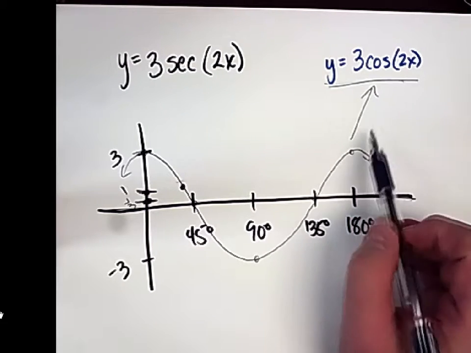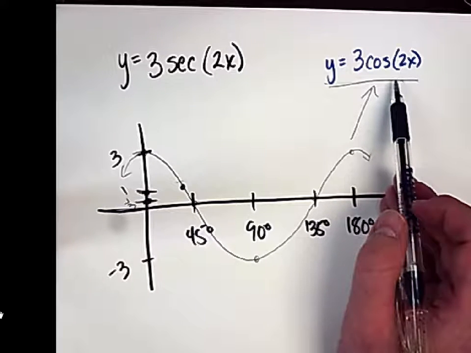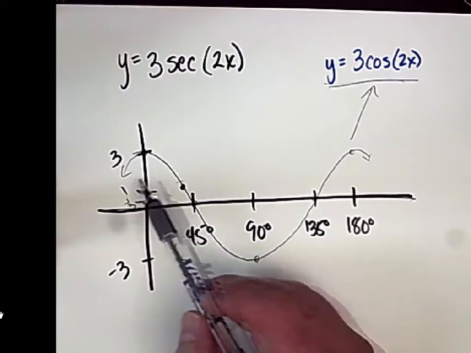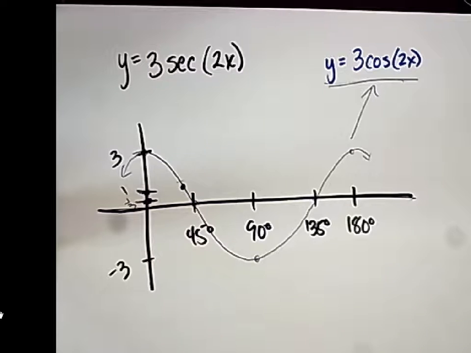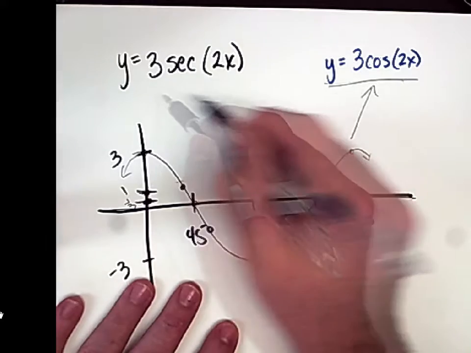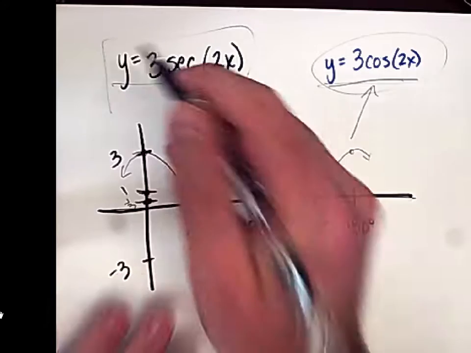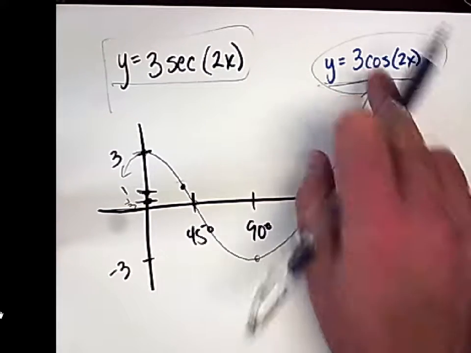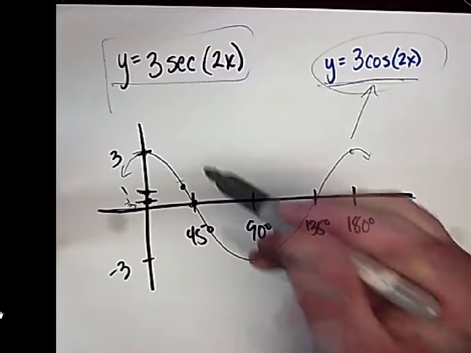What's this function at 45? 0, right? This function at 45 is 0. What would this one be at 45 then? 1 over 0, undefined. So what you do is you graph the reciprocal function. If I wanted you to graph this, you graph the reciprocal function. Anywhere there's a 0, you make an asymptote.